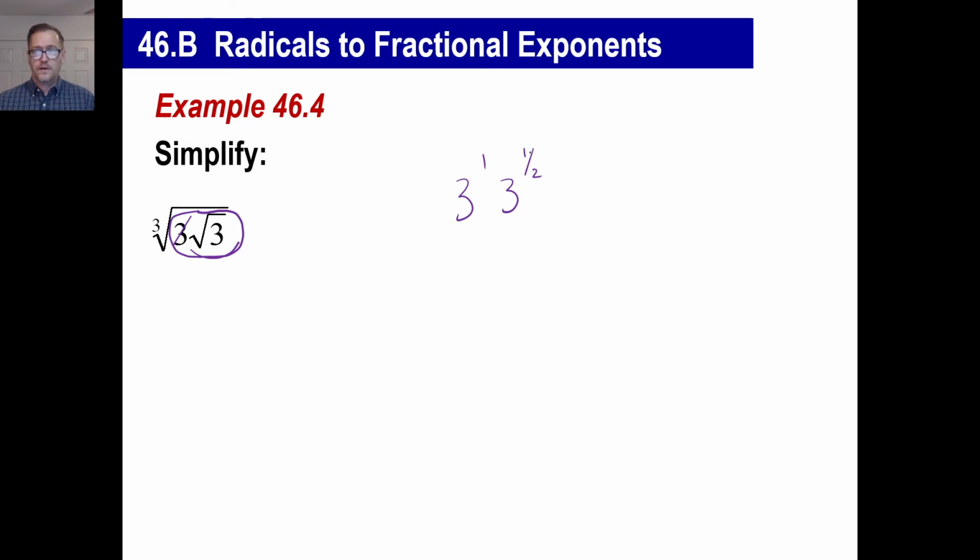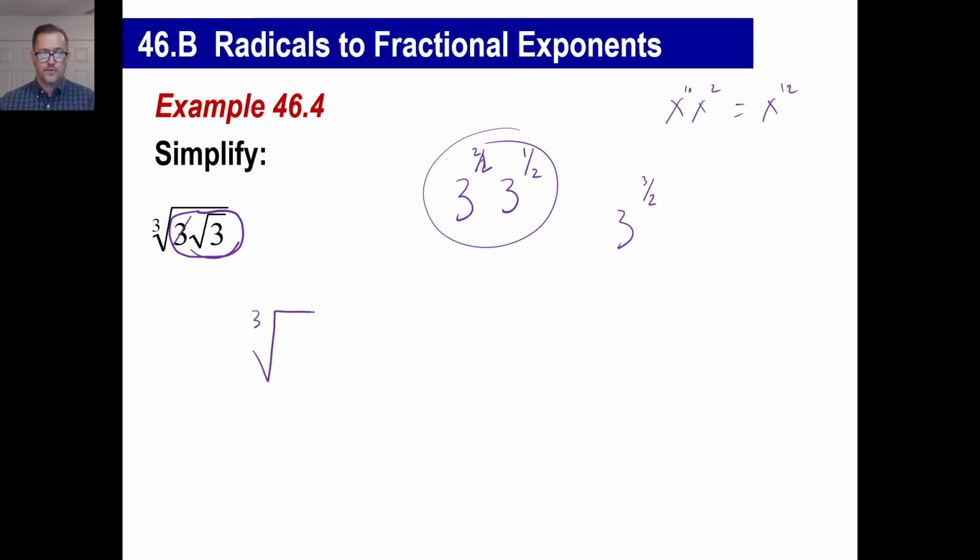Well, if you have x to the 10th times x to the 2nd, your answer is x to the 12th. And if you have 3 to the 1 times 3 to the 1/2, the answer is 3 to the 1 plus 1/2. And again, you can do your little 2 halves plus 1/2 is 3 halves. So the answer to this now is 3 to the 3/2 power. Now that is what we want to put here. So let's rewrite this thing. It's actually the cube root of, and then we can just stick this underneath there, 3 to the 3/2 power.